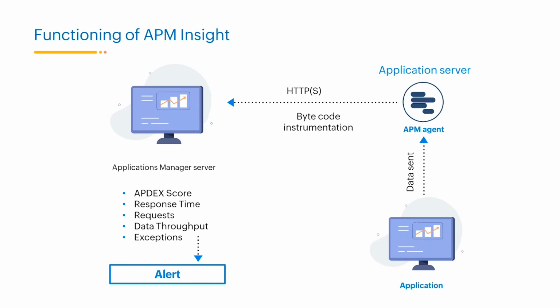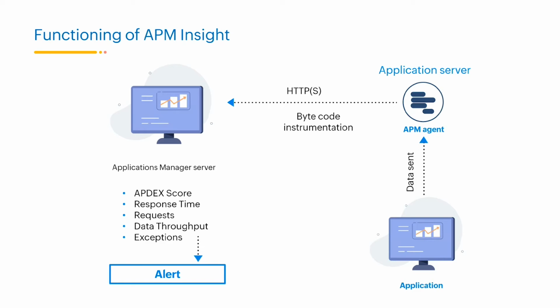The functionality of APM Insight will help you to identify the application errors or latencies which affect the performance of the application. APM Insight is an agent-based monitoring tool. The first step involved is to deploy the agent on the application server where the application is hosted. These agents are responsible for collecting the performance data and sending it to the Applications Manager for analysis.